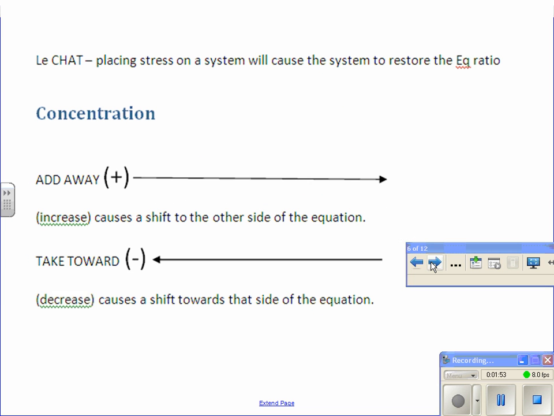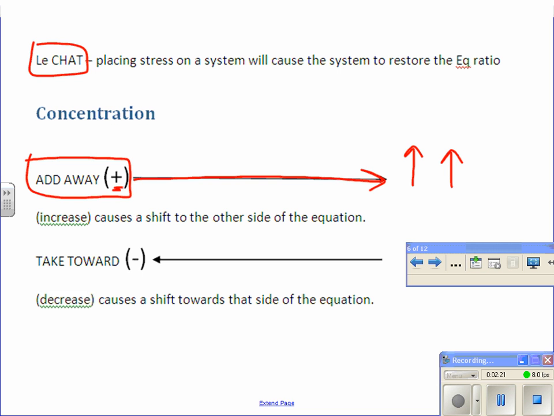Le Chatelier occurs in multiple choice all the time. There are 3 situations where you have Le Chatelier that you have to apply. Basically, that's where you put stress on a system, which causes the system to restore the equilibrium ratio. Remember this, if you add, put a plus sign on whatever you're adding, and the reaction will automatically shift to the opposite side, away. It's add away. When the arrow goes to the opposite side, automatically the concentrations on the side where the arrow is going increase. The area where the arrow left, those decrease. So when you add or increase, it causes a shift to the other side of the equation.